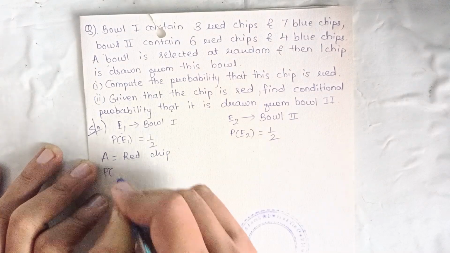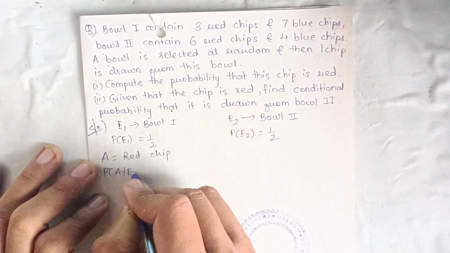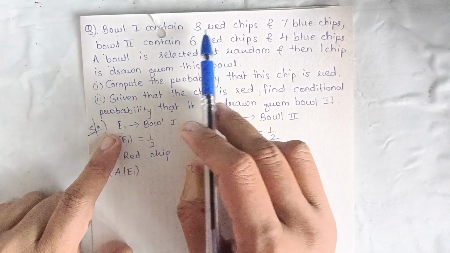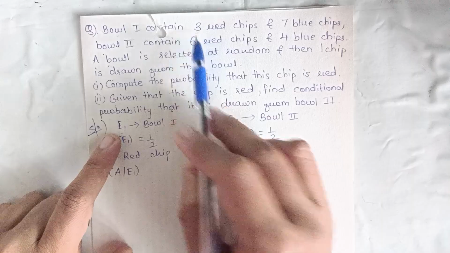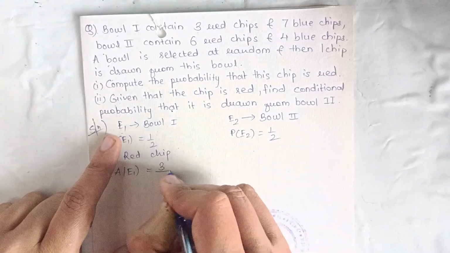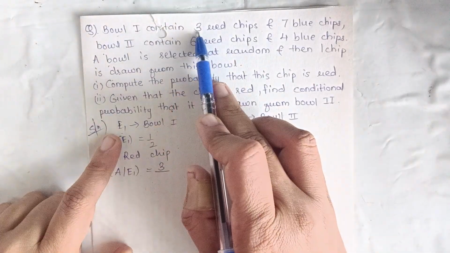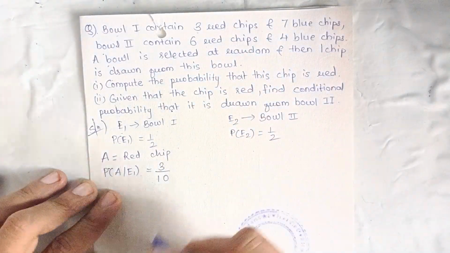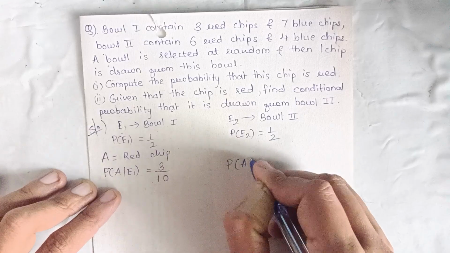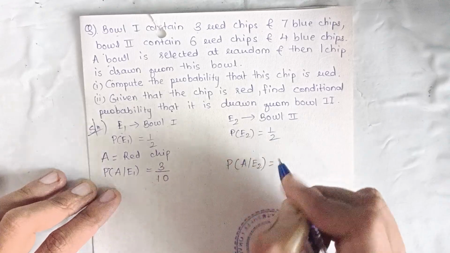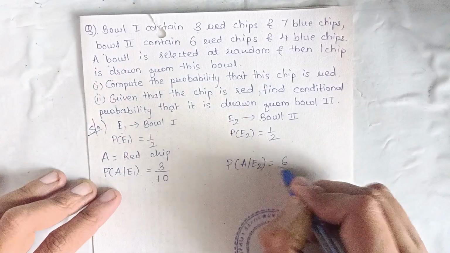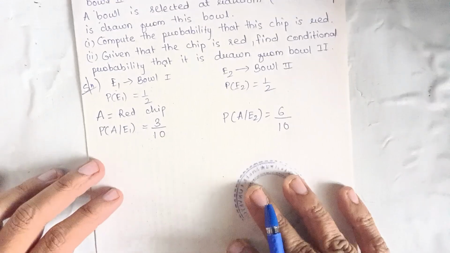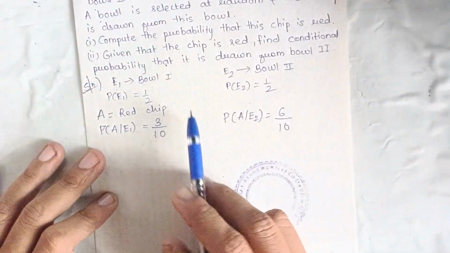So probability of A given E1, that is a red chip and it is from E1. How many red chips are in E1? 3. Out of how many are you choosing? The total is 7 plus 3, that is 10. P of A given E2 is 6, and the total is 10. So now we have this information also.